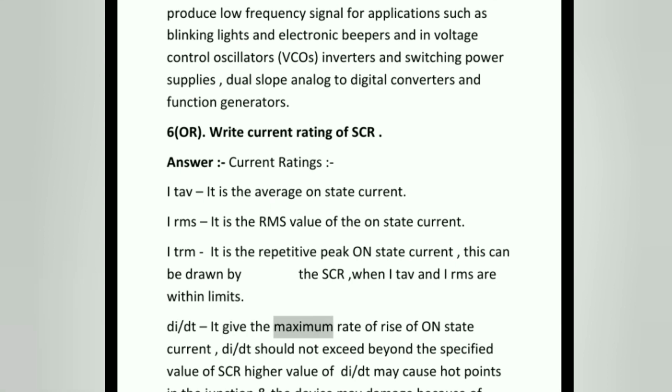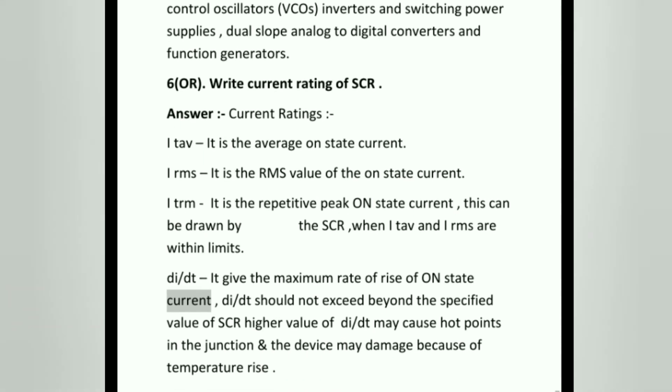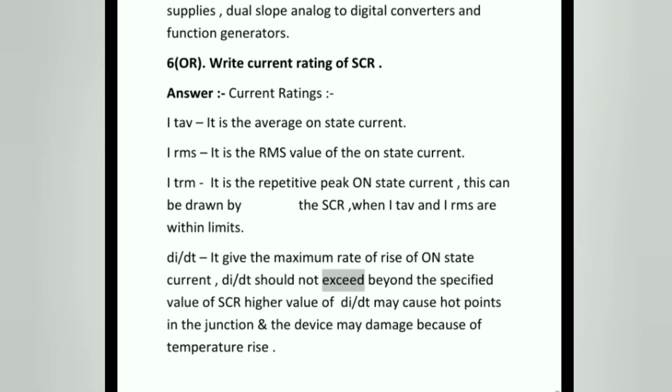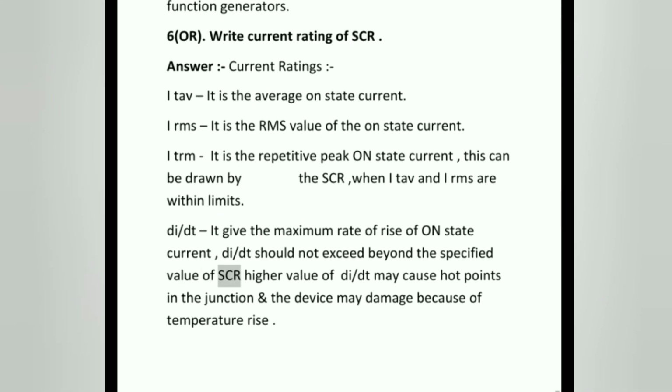di/dt gives the maximum rate of rise of on-state current. di/dt should not exceed beyond the specified value of the SCR. A higher value of di/dt may cause hot points in the junction, and the device may be damaged because of temperature rise.